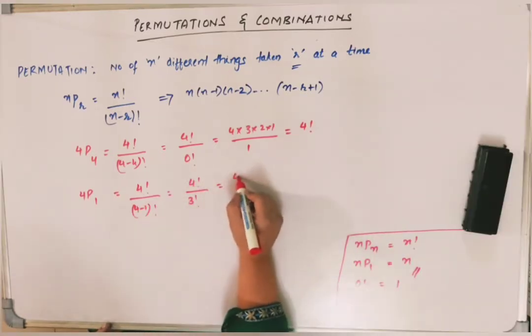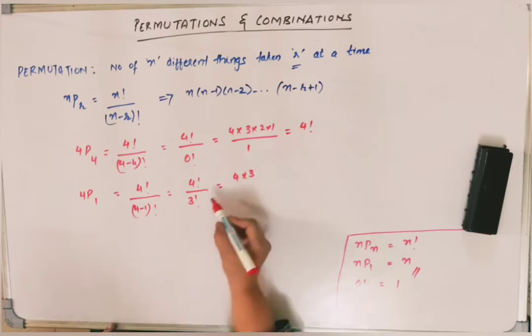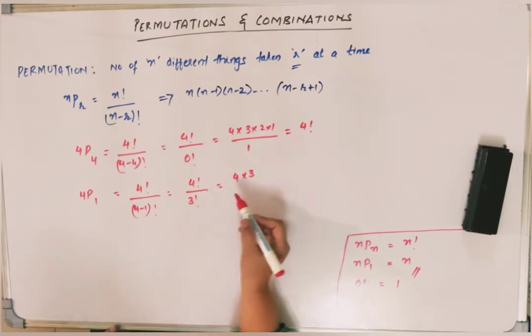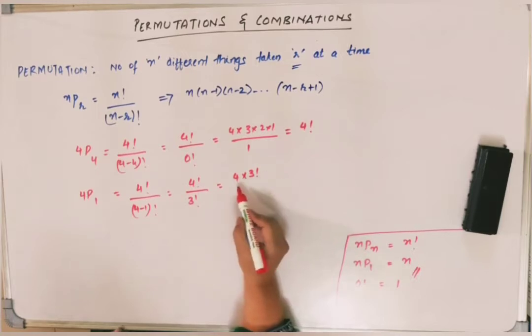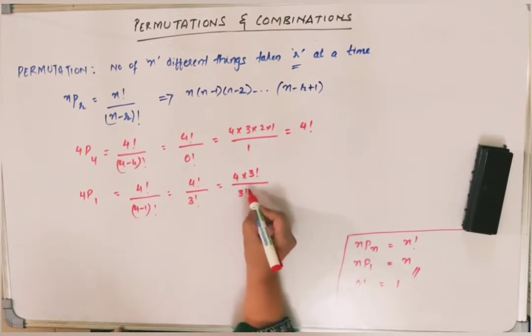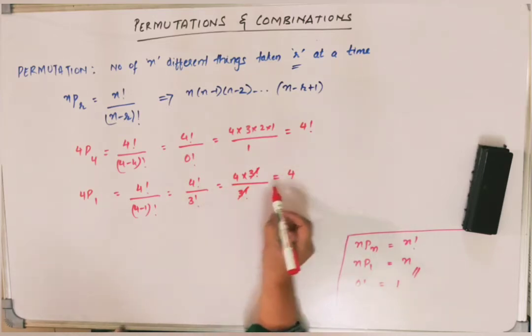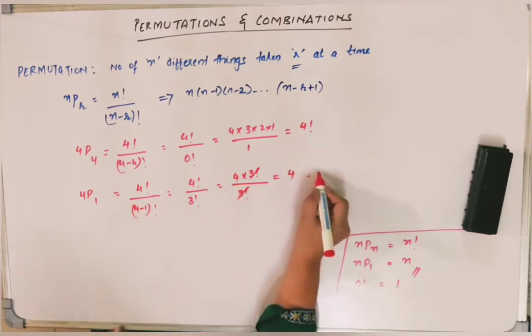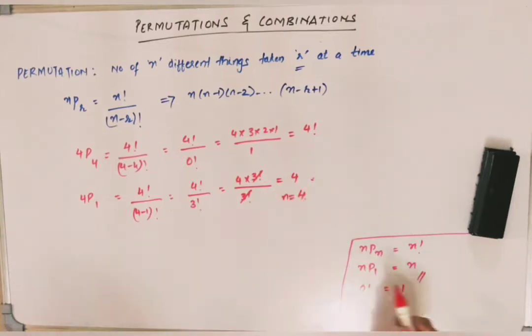So one more technique here is, you don't have to expand till 1. You can just stop it when you reach the denominator. For example, you stop it when you reach 3 factorial. 4 into 3 factorial. So this 3 factorial and 3 factorial will get cancelled. You're left with 4. So what did we get? 4p1 is nothing but 4. And what is 4? 4 is nothing but n. N is equal to 4. So therefore, npn is n factorial and np1 is n itself.